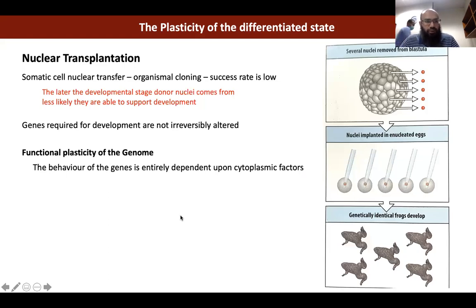In order to go further and understand it better, they again took Xenopus as a model. From the blastocyst stage of its embryonic life, when there are multiple cells, they took out some of the cells, took out their nuclei, and then implanted them again into oocytes one by one. And the result was that a genetically identical frog develops.